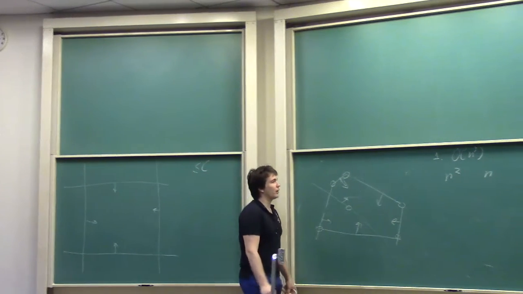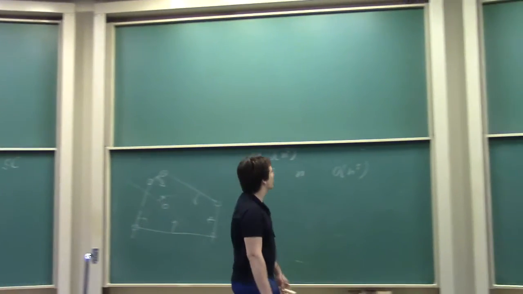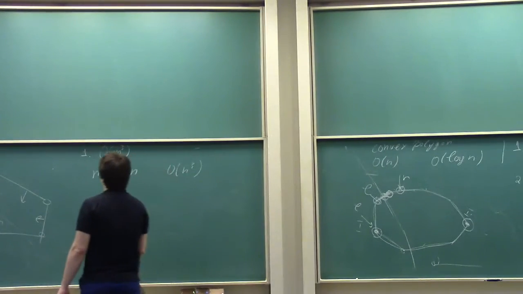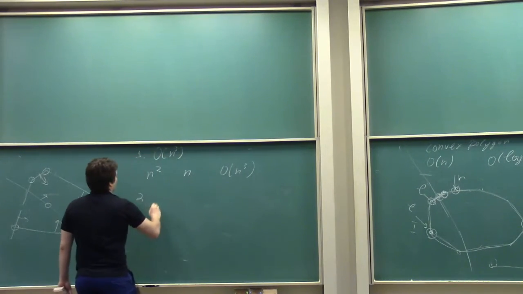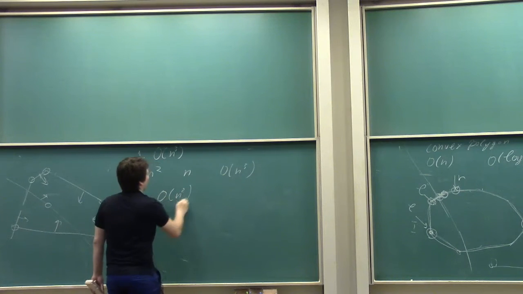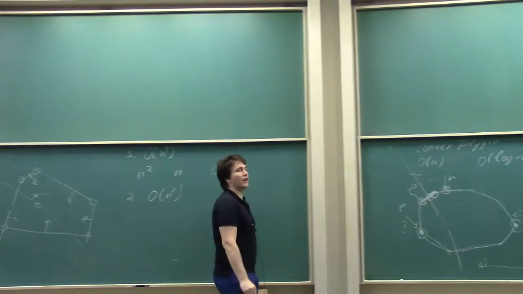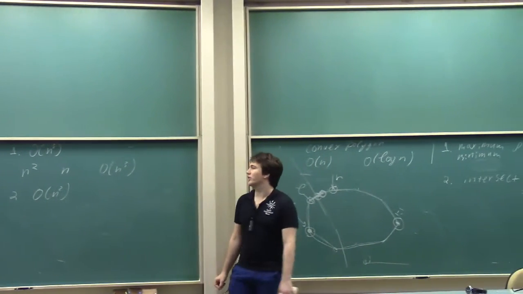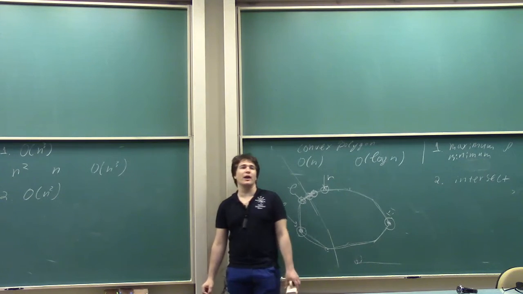Next algorithm is, it works in square time, actually, the next one. So instead of taking all lines and finding all intersections, what we do is we add them one by one.